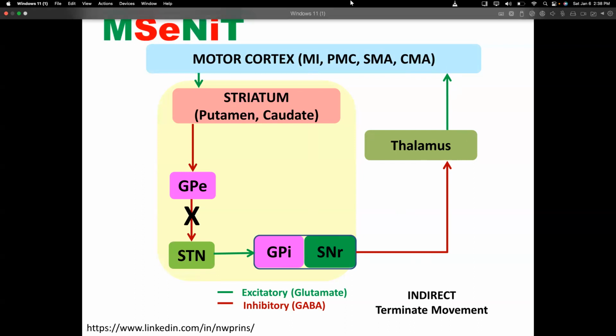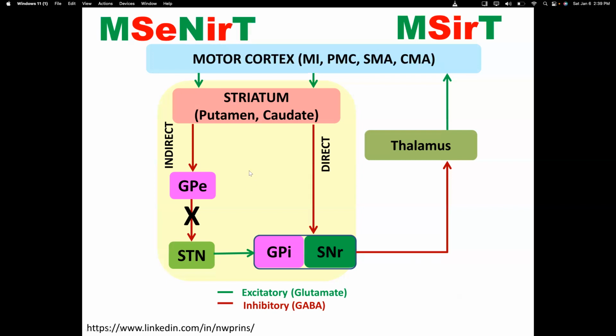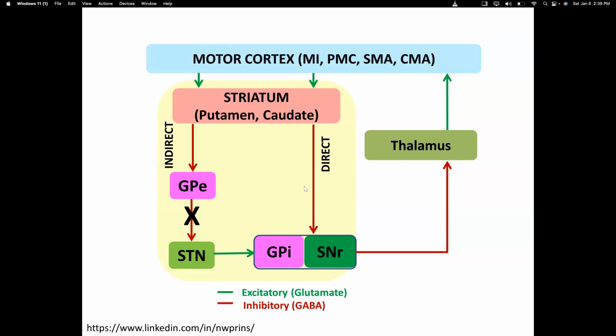And to remember it, I have put it up here. So the beginning and the end is the same. What we've added is, oh, I forgot the R here. What we've added is the E and the N. E for GPE and N for STN. So here, now I have added the R. So here is a picture of both the direct and indirect pathways of the basal ganglia.